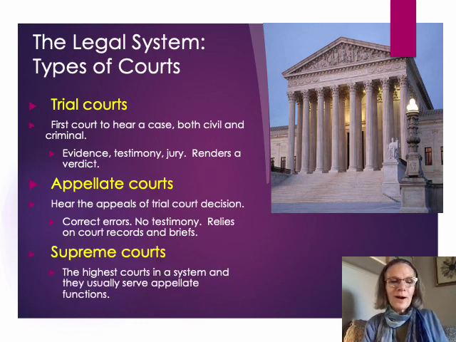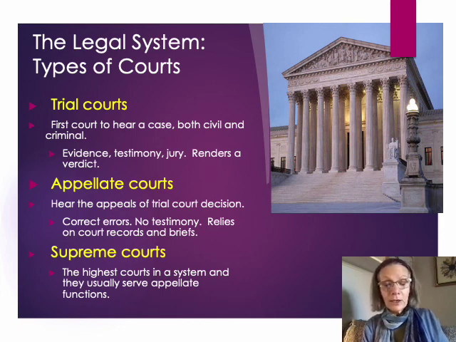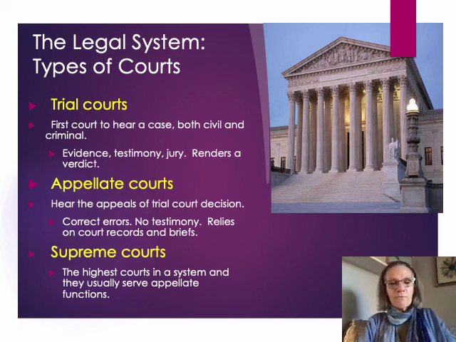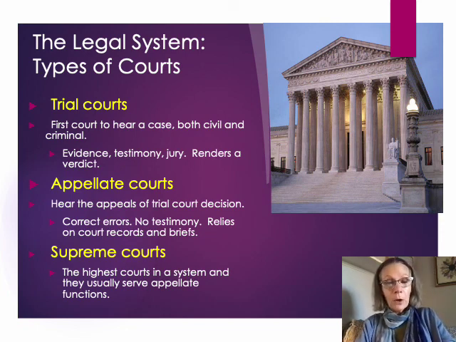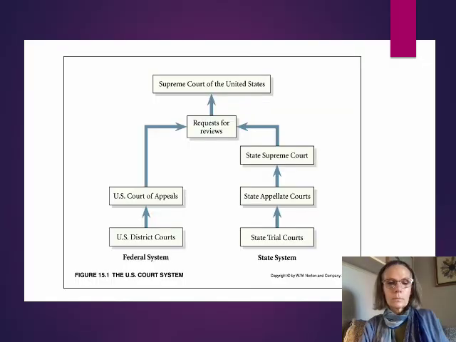And then the Supreme Court, as it says there, it's the highest court in the system. It usually serves as an appellate court function. It usually doesn't hear cases for the first time. And so it's basically the final check. It checks and reviews the decisions of the appellate court and renders a final decision. So let's take a look at the diagram again so that we can apply these concepts to what we saw on that diagram.